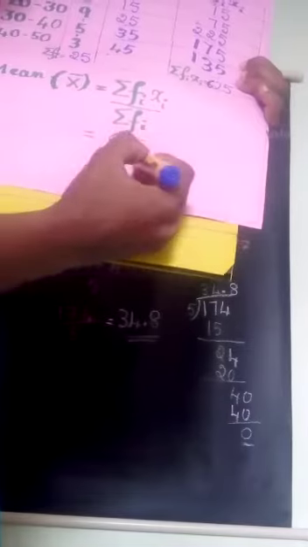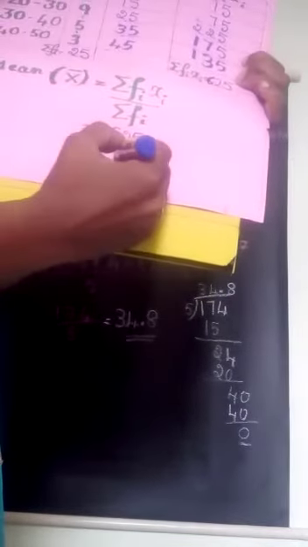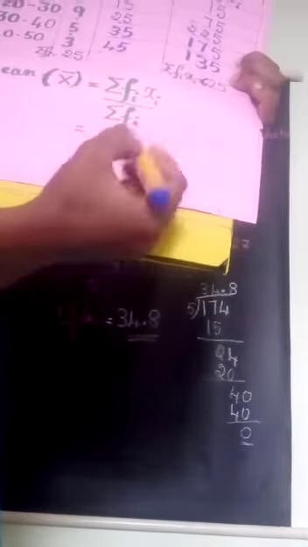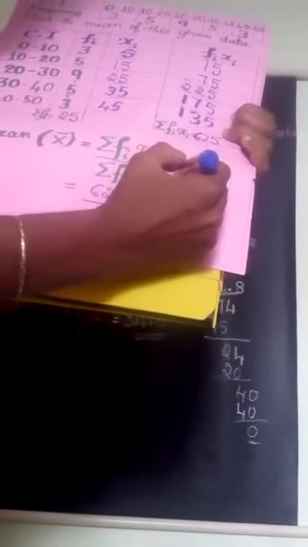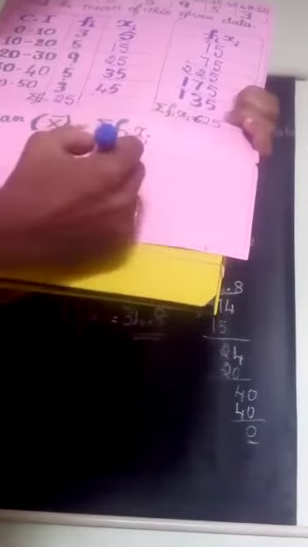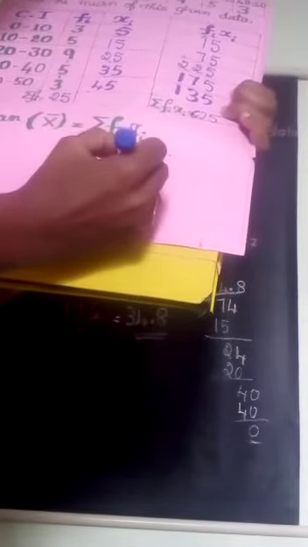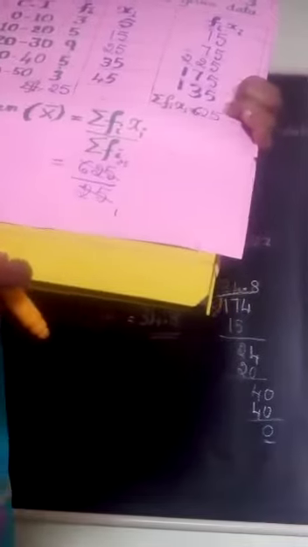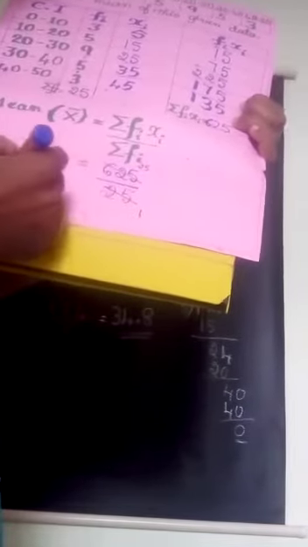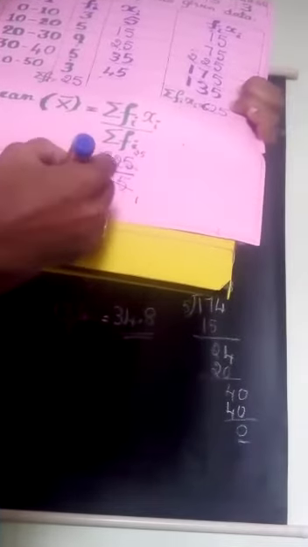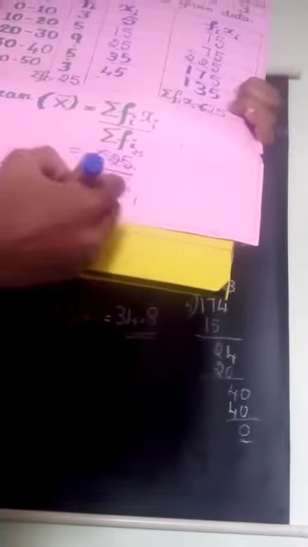Now write here, in place of sigma fi xi, 625 divided by sigma fi, which is 25. 625 divided by 25. Don't cancel 25 and 25. So 25 ones are 25, 25 twenty-fives are 25 square, which is 625. So x bar, the arithmetic mean, is 25. The mean of the given data is 25.